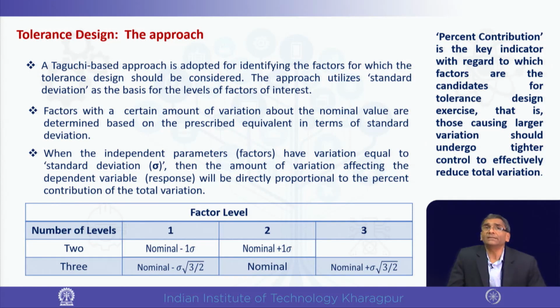Now, here is the formula, as you would find in the handbooks of Taguchi and other places: the minimum is nominal minus standard deviation multiplied by square root of 3 by 2, and the maximum is nominal plus standard deviation multiplied by square root of 3 by 2. This has already been devised, is universally accepted, and is used by practitioners. The mid value is the nominal, as I said. So this is the fundamental understanding.